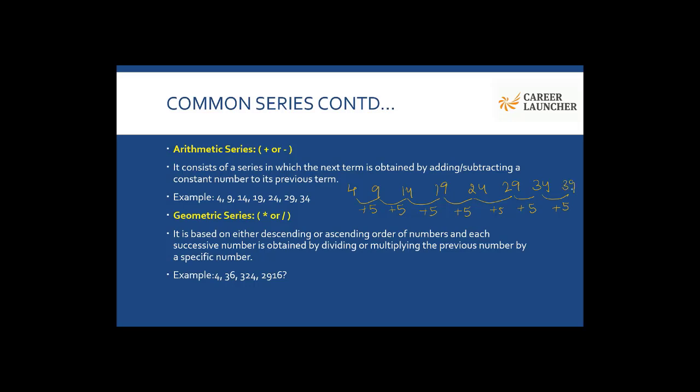Similarly, we can have a subtraction series wherein a constant number is being subtracted to get the next term. Now geometric series would be a series where the numbers are increasing or decreasing, and that increase or decrease is obtained by either dividing or multiplying the previous number by a specific number.